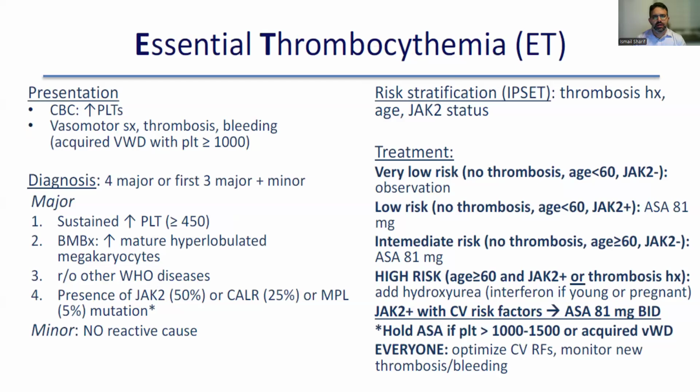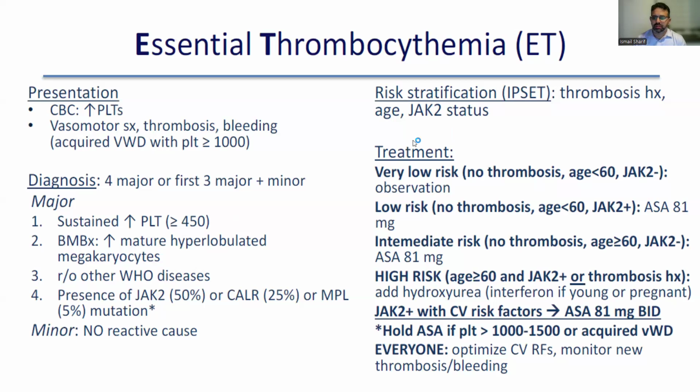Okay. Now, we talked about too many granulocytes and too many red blood cells. Now we talk about too many platelets. Diagnosis requires 4 major criteria, or 3 major and a minor: sustained platelets always above 450, bone marrow with mature hyperreplicated megakaryocytes, making sure there are no other diseases causing high platelets, and then molecular testing. And basically the minor is no reactive cause, because we can see high platelets with infections and inflammation.